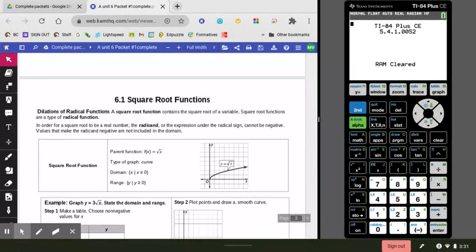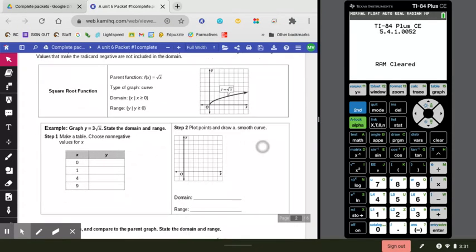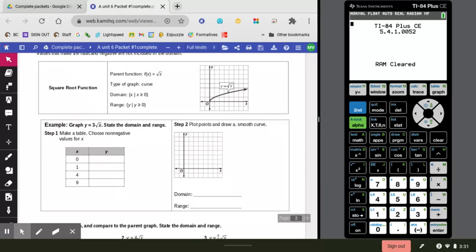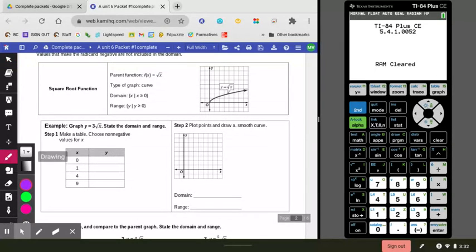So now to do number 1, to make our graph, we need to make a table and choose non-negative values for x. So we choose 0, 1, 4, 9, because we can choose anything we want. So I chose perfect squares. So the square root of 0 is 0, times 3 is 0. Square root of 1 is 1, times 3 is 3. Square root of 4 is 2. 2 times 3 is 6. Square root of 9 is 3. Times 3 is 9.